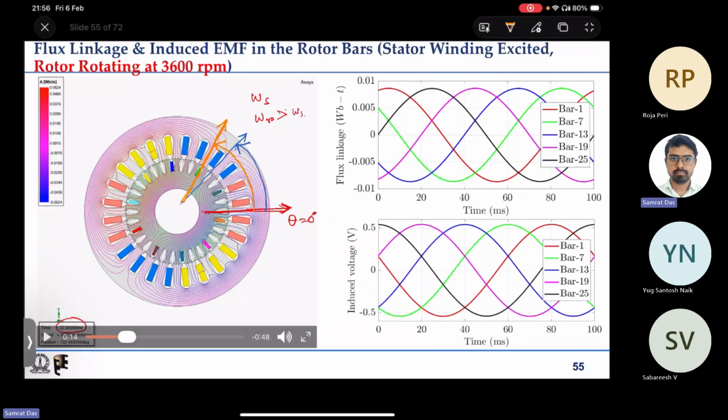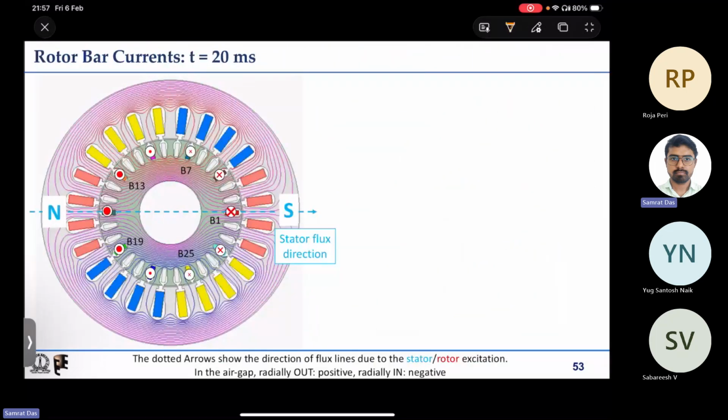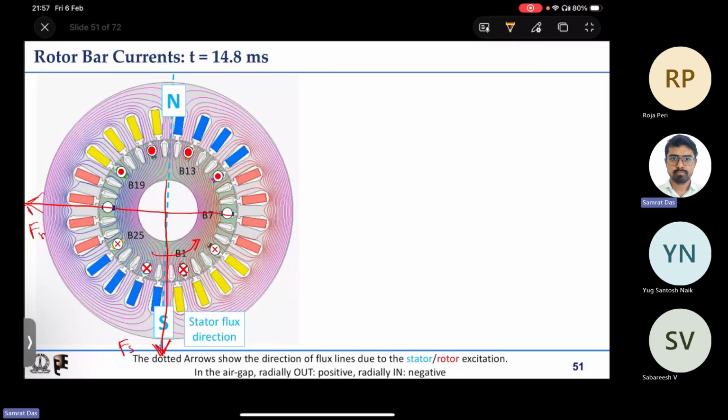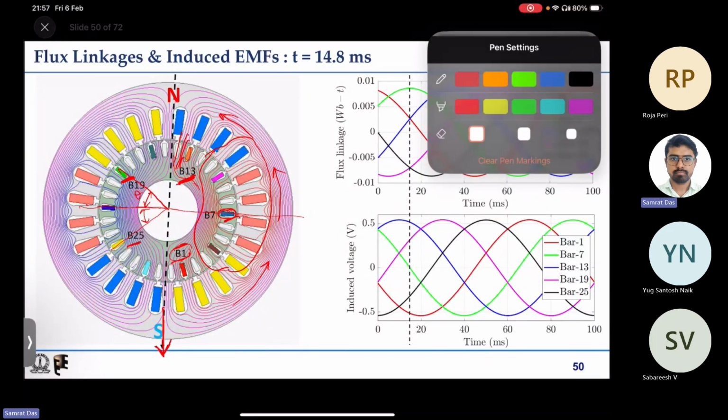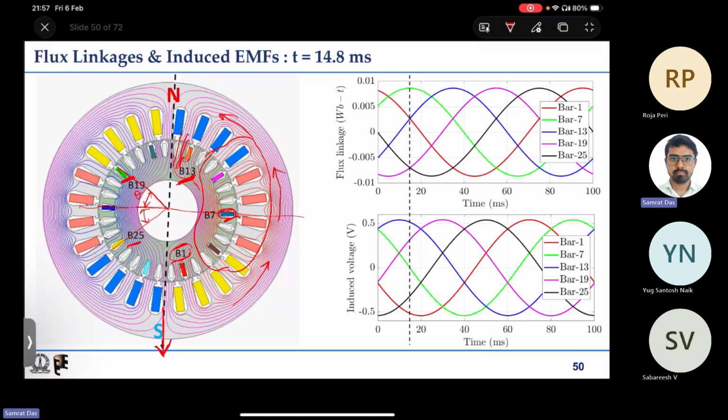Now what is the impact of that? If I look at the flux linkage waveforms with time, let us briefly go back to the earlier case and observe that. So in any case, say I stop here at this instant. Let us try to see which one is leading and which one is lagging.